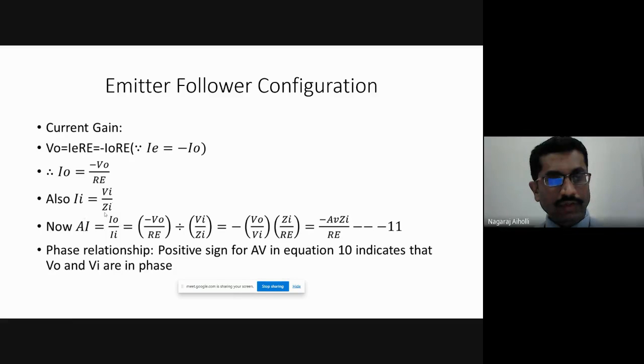Similarly, we find the equation for the current gain. First, we find the equation for the output current Io. Vo is equal to IE into RE, that is, minus Io into RE. We know that IE and Io are opposite in direction. Therefore, IE is minus Io. Io will be equal to minus Vo by RE, and we write the equation for Ii, that is Vi by Zi. Further, Ai is equal to output current by input current. Substituting these equations, on simplification, the current gain is equal to minus Av into Zi divided by capital RE. Remember this main equation for the current gain.